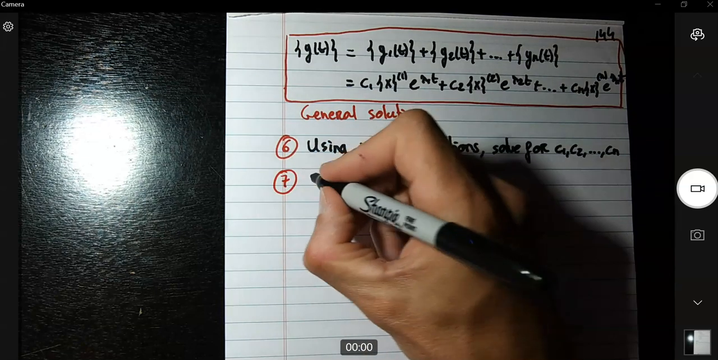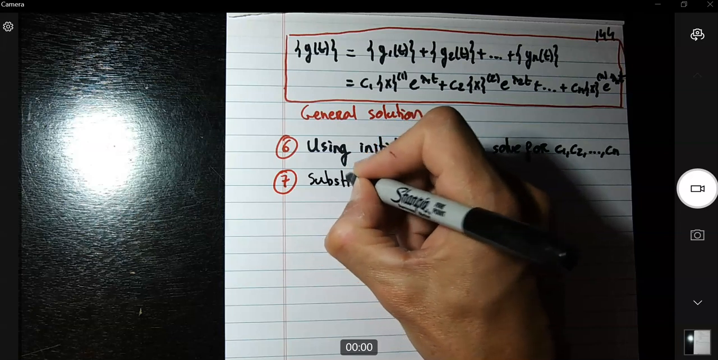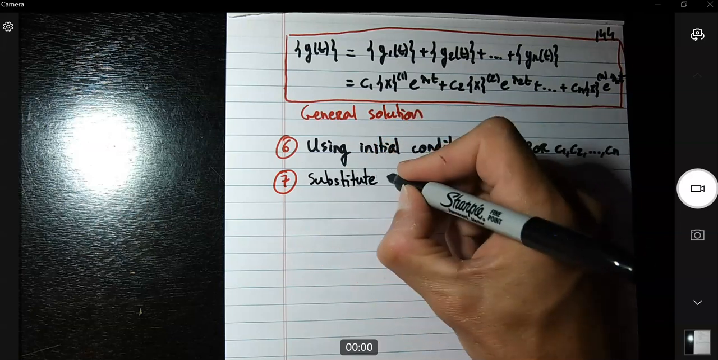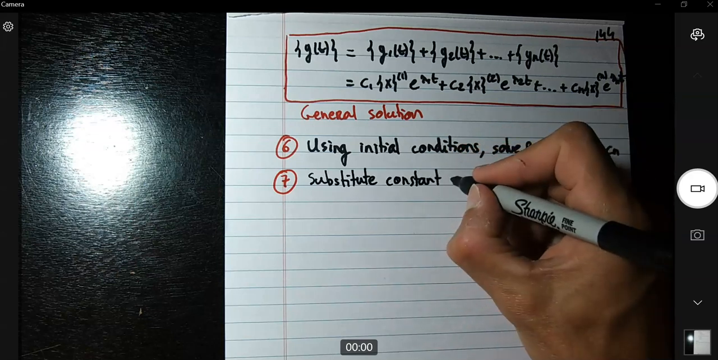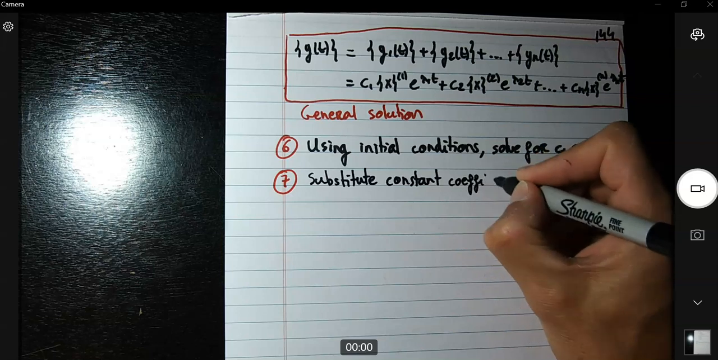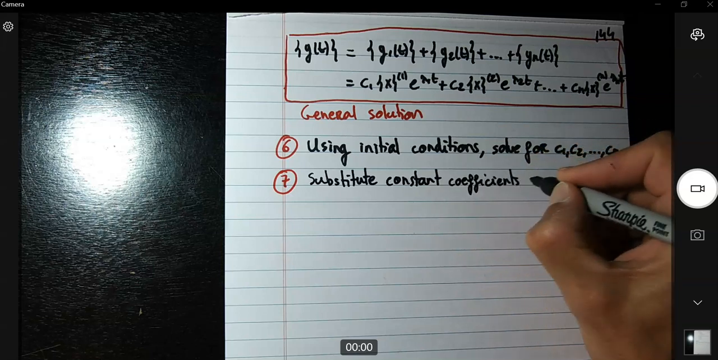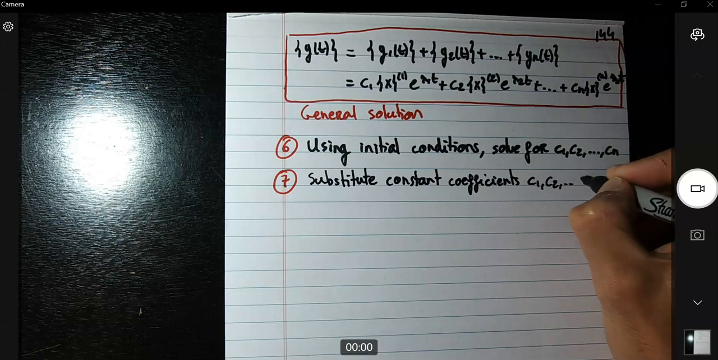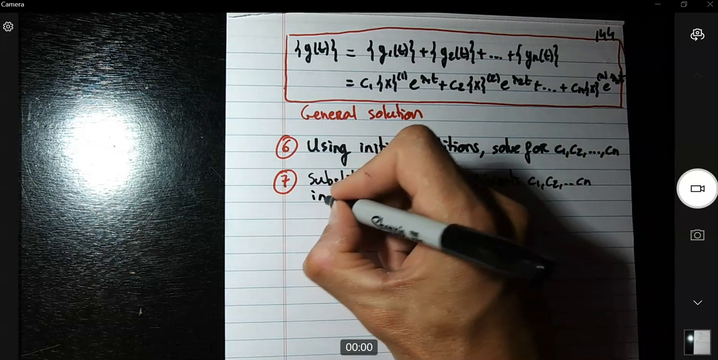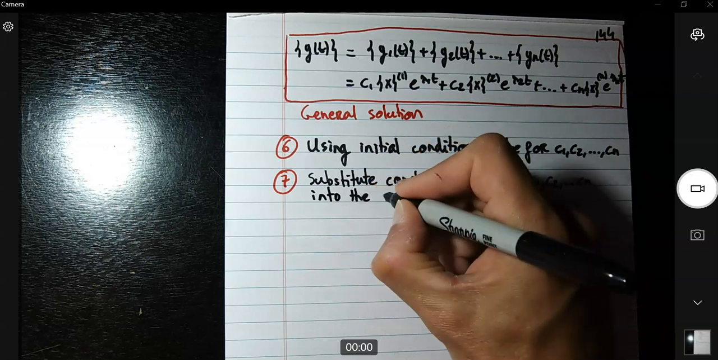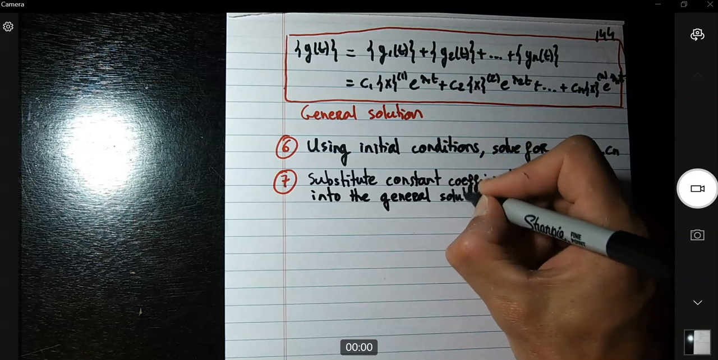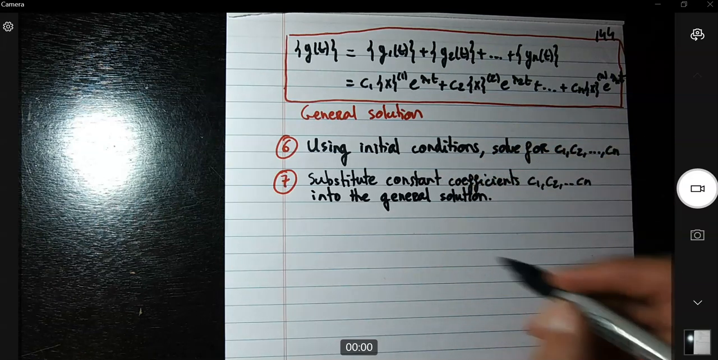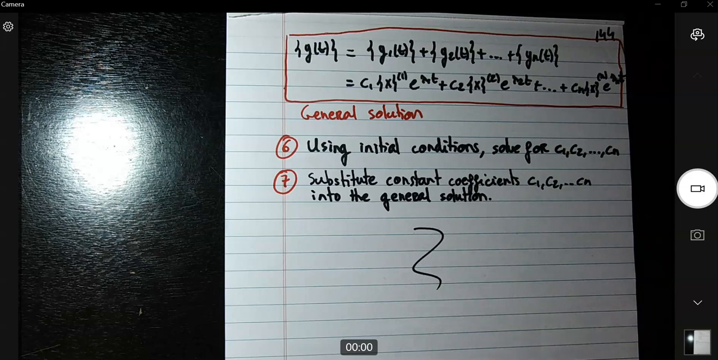7, substitute constant coefficients C1, C2 up to Cn into the general solution. Alright, so let's see, this video is about 54 minutes and we need to do one example.